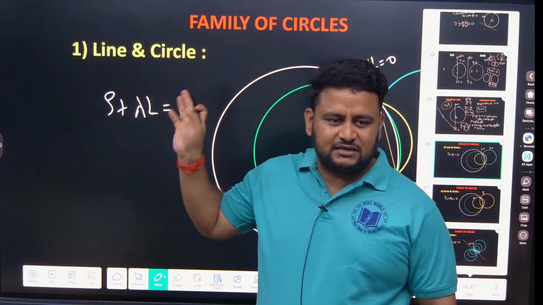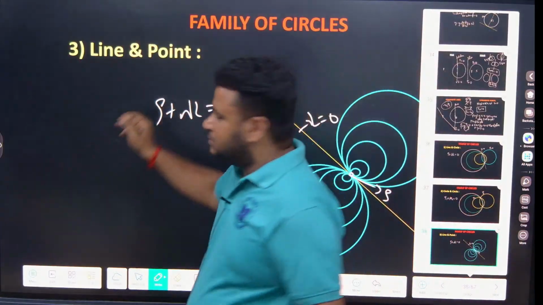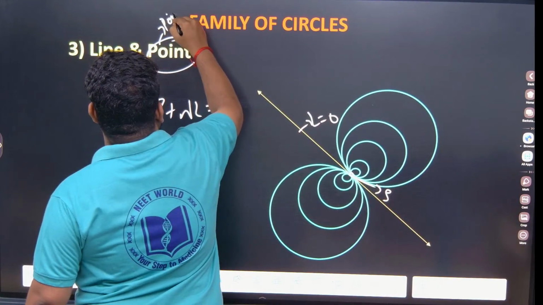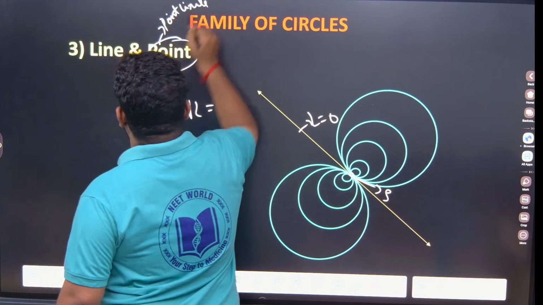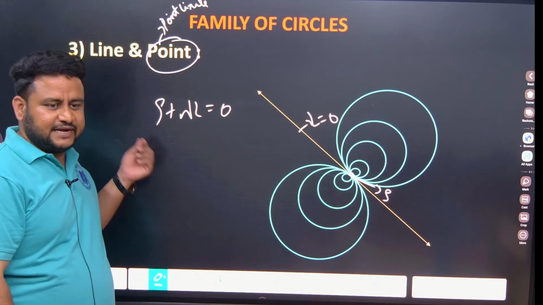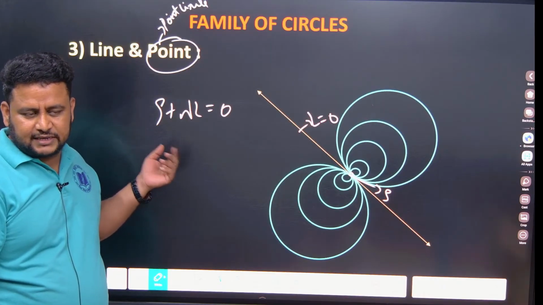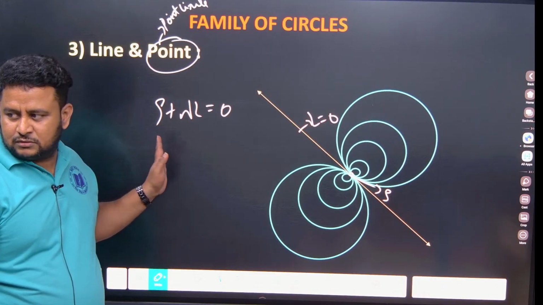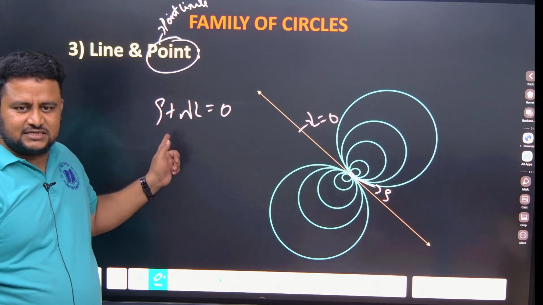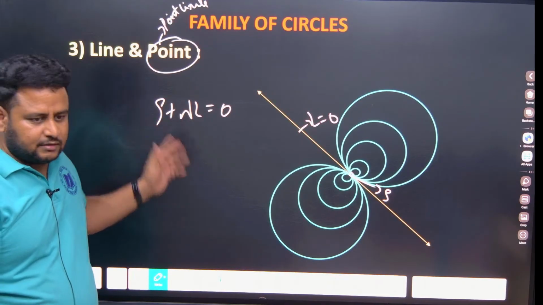The circle here is the point, so line and the point. This point is nothing but a point circle. So S plus lambda L is equal to 0. Point circle means the radius will be 0, so this will become x square plus y square is equal to 0. Understood? Same as the first condition. There is a line and a circle, this is also a line and a circle, but here it is a point circle, or you can call it just a point. Clear? Okay, got it?